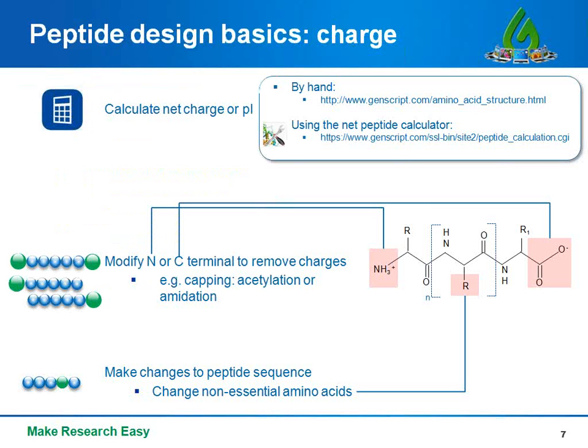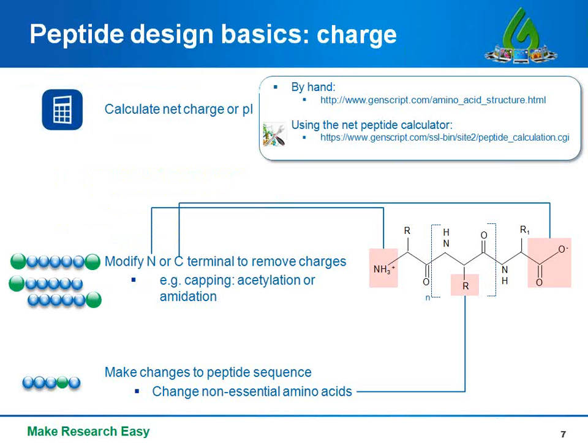GenScript has a handy do-it-yourself solubility chart, which you can find on our website, to determine what solvent would be the best to dissolve your peptide. If the charge is positive, the peptide is basic and should be dissolved in an acid like acetic acid. If the charge is negative, your peptide is acidic and should be dissolved in a base like ammonium hydroxide. And if the charge is 0, the peptide is neutral and should be dissolved in an organic solvent like acetonitrile, methanol, or isopropanol.